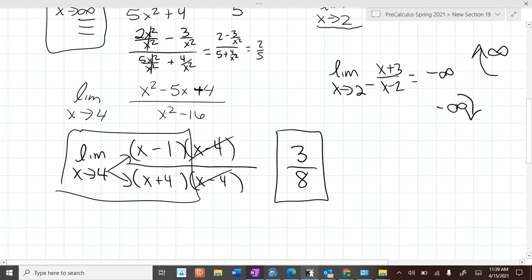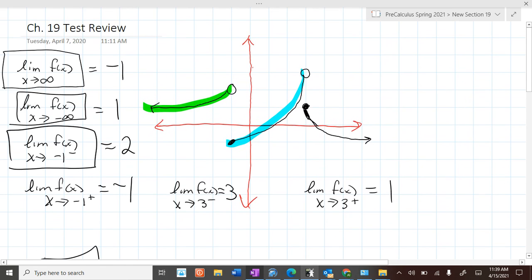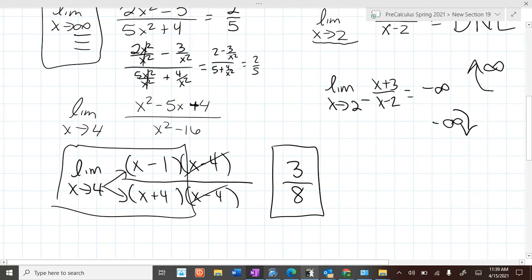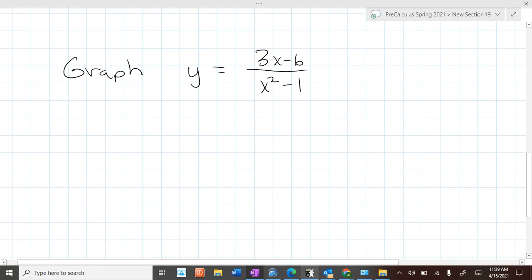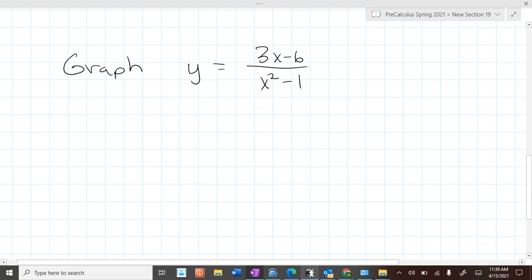Okay, so there will be a section where there will be a graph like that, and you have to find limits, and a section where you'll have to find limits algebraically or on your graphing calculator. And then you'll have to graph a couple problems. Here's a problem like what you might have to graph.